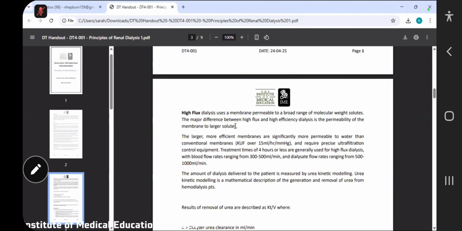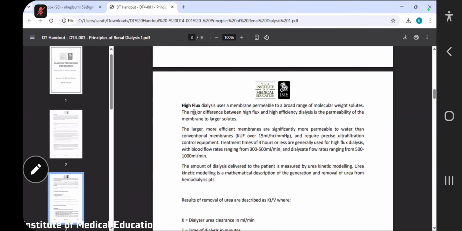And then you can talk about high flux, where you will just be writing this. High flux dialysis uses a membrane permeable to a broad range of molecular weight solutes. They have the main difference explanation also right here. The main difference between high flux and high efficiency dialysis is the permeability of the membrane to larger solutes. Everybody with me here? Yes, miss.